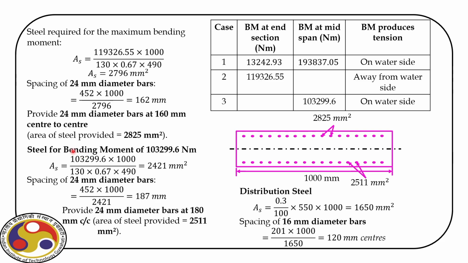Now, for the other side, we have the bending moment identified. So, area of steel is 2421 millimeter square. Again, we can provide 24 diameter bar, the same diameter bar, but the spacing in this case will increase and it is 187 millimeter. So, we can provide 24 diameter bars at the rate of 180 millimeter center to center. And in this case, we provide a steel of 2511 millimeter square as opposed to required steel of 2420.